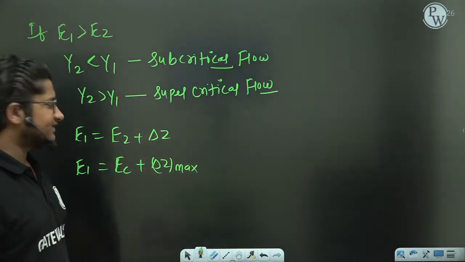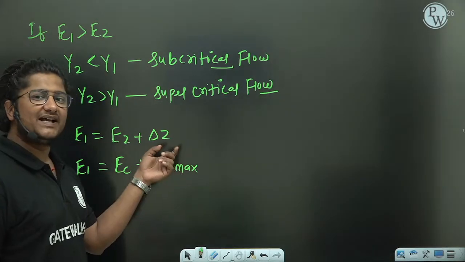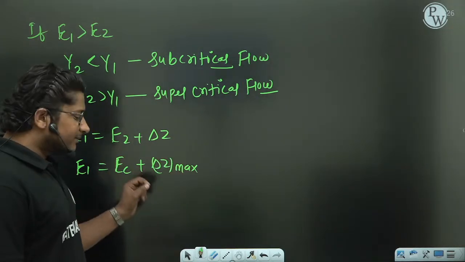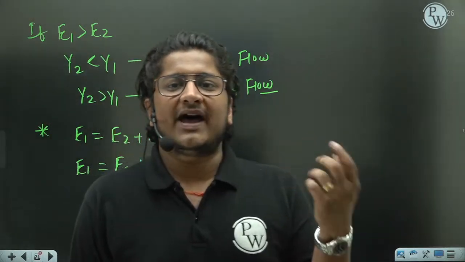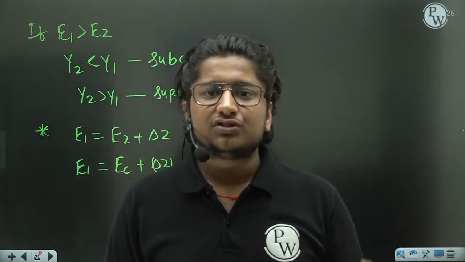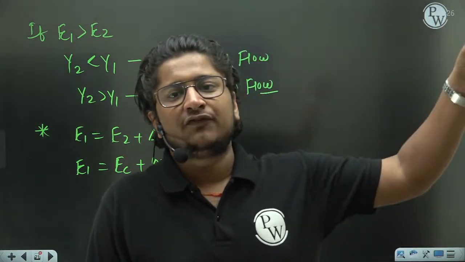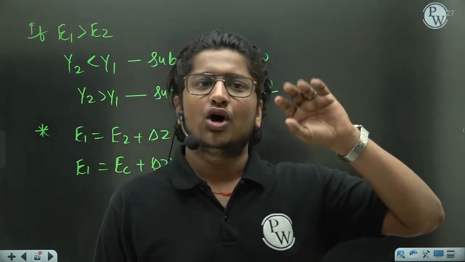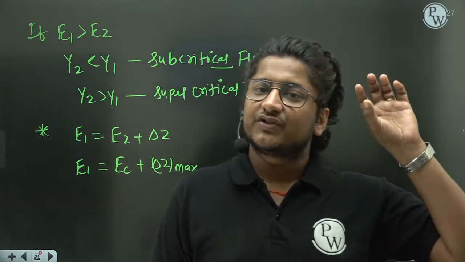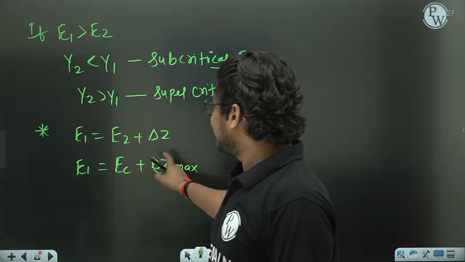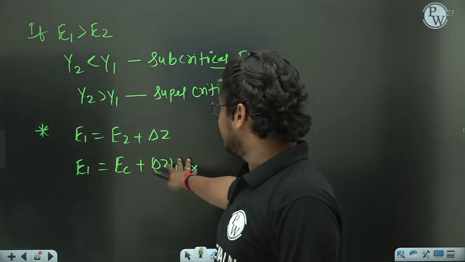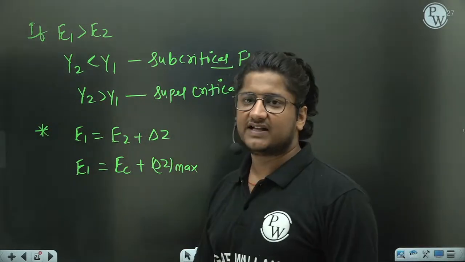But now what happens? This delta Z we also call delta Z critical sometimes. So if somebody asks you for the maximum height of hump which is possible so that the initial flow does not get disturbed, or so that afflux does not occur, then actually they are searching for this delta Z maximum. In that case, you need to take E2 equal to EC, and then you can find out delta Z critical.